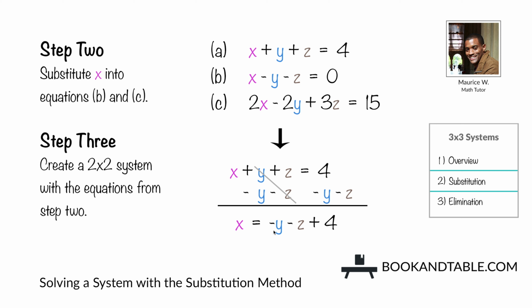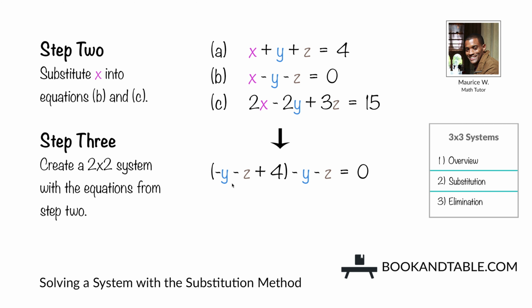And then step 3, we want to create a 2x2 system with the equations from this step. So let's first plug negative y minus z plus 4 in for x here in equation B. And now we've eliminated one of our variables x, leaving us with just our y's and z's. So we can create a 2x2 system by first combining our like terms, our y's and z's. Negative y minus y is equal to negative 2y. Negative z minus z is equal to negative 2z.